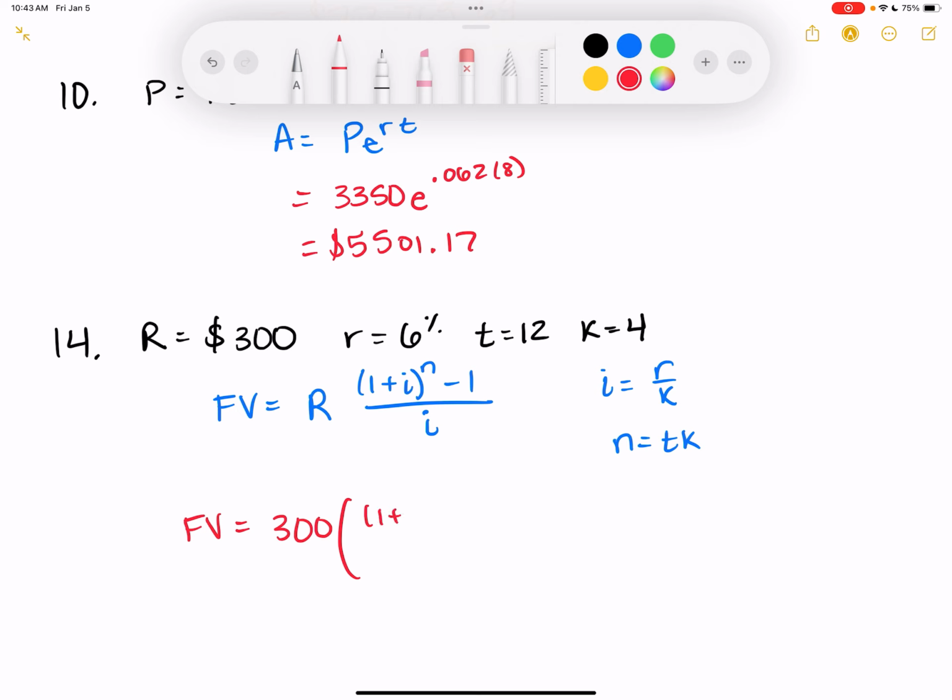Yeah. Okay. And when you type it in, if you use the fraction thing, you can type 300, then type the fraction bar, and type everything in, and that will also work. So that's probably what I'm going to do. 1 plus 0.06 over 4 raised to the 12 times 4 minus 1, so that's all the top there, divided by 0.06 over 4.